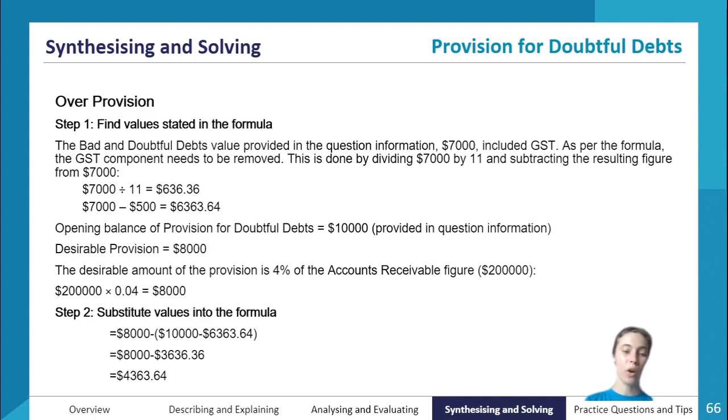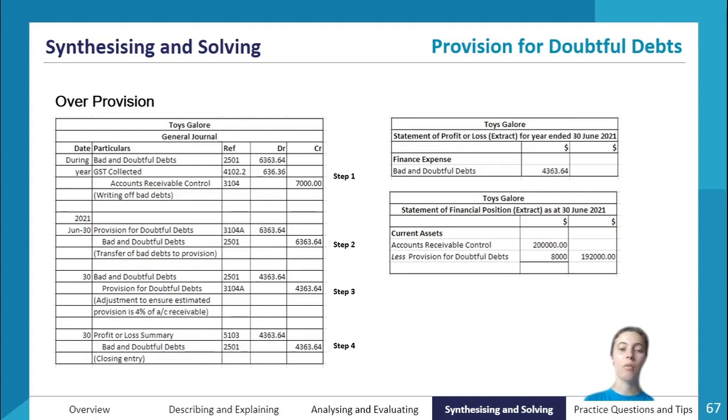And then, of course, we've got those substitutions into the formula. Make sure that you've got your brackets with that there, and you work it out accordingly, and it's 4,000. And then this is then recorded, that same process as before, where you first of all need to write off the bad debts, then you transfer the bad debts to the provision, and then you include the entries for the new estimated amounts that you've just worked out.